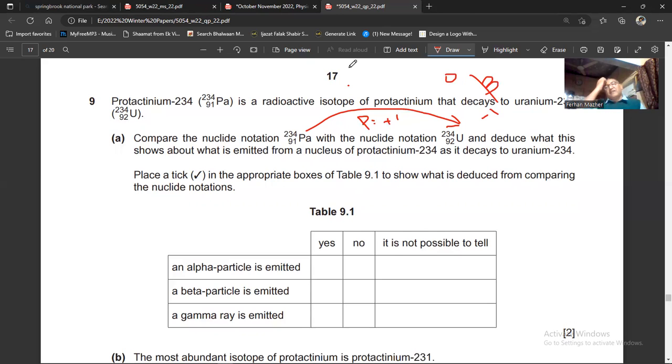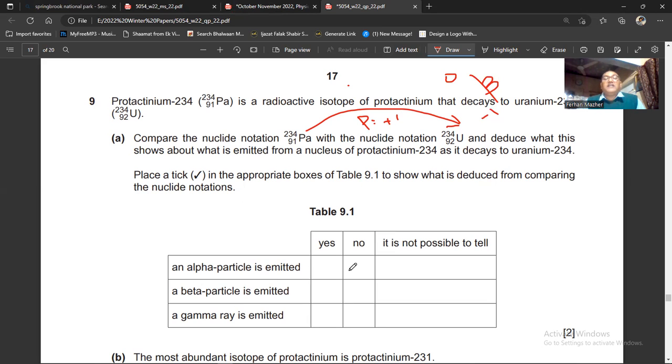Whenever beta particles are given out in a radioactive decay, the daughter nucleus has a proton number one more than the parent nucleus, and its nucleon number, its mass number, does not change. So clearly this shows a beta particle has been given out. Please place a tick in the appropriate boxes.